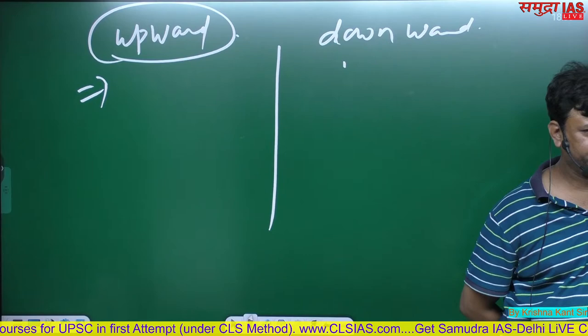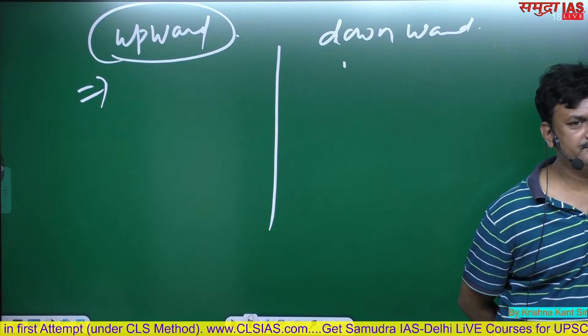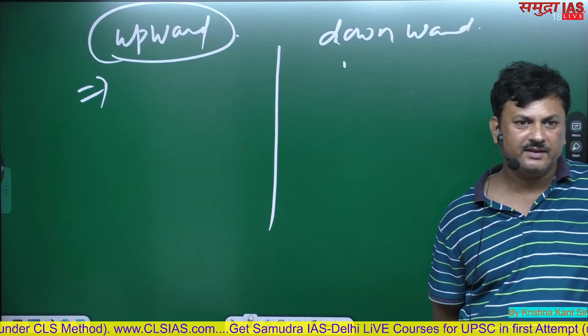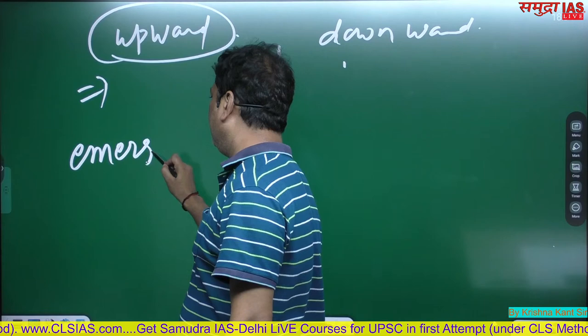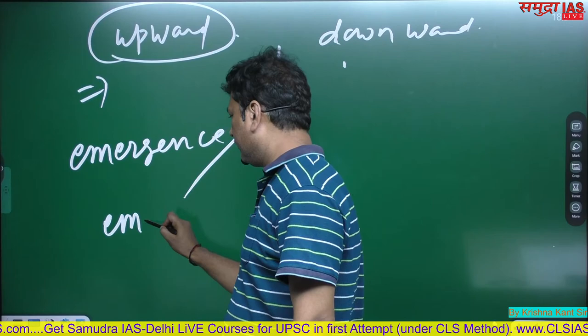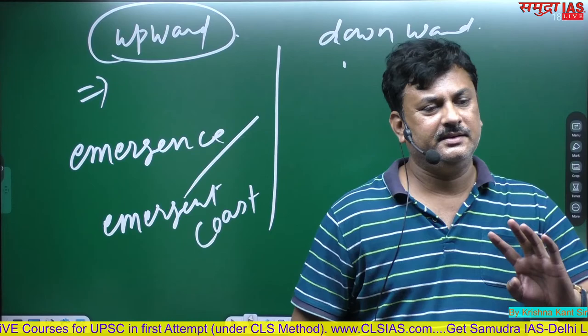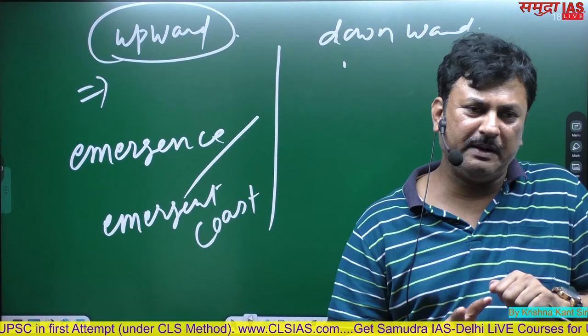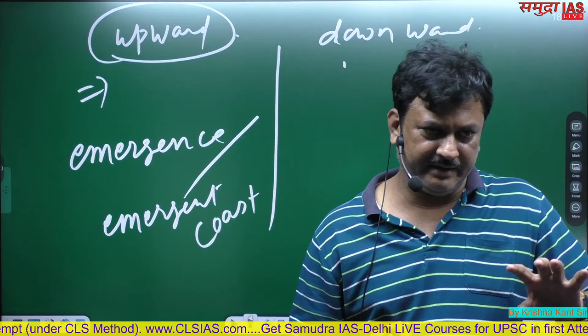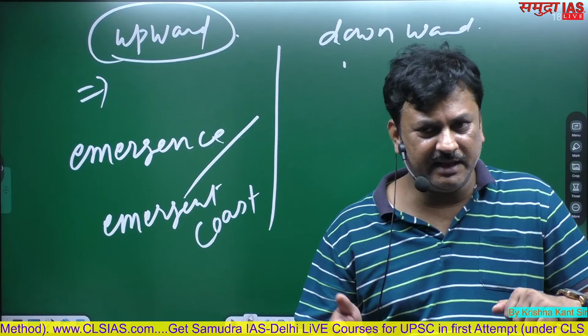Such type of upliftment is called emergence, and the coast is called emergent coast. Upward movement is responsible for either the upliftment of the entire continent or part of the continent, and second, if upliftment is taking place in the coastal region, that is called emergence and the coast is called emergent coast.